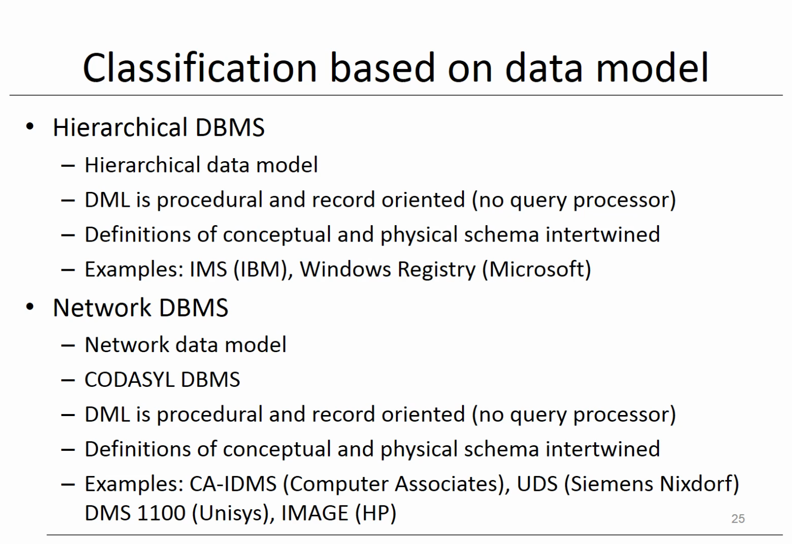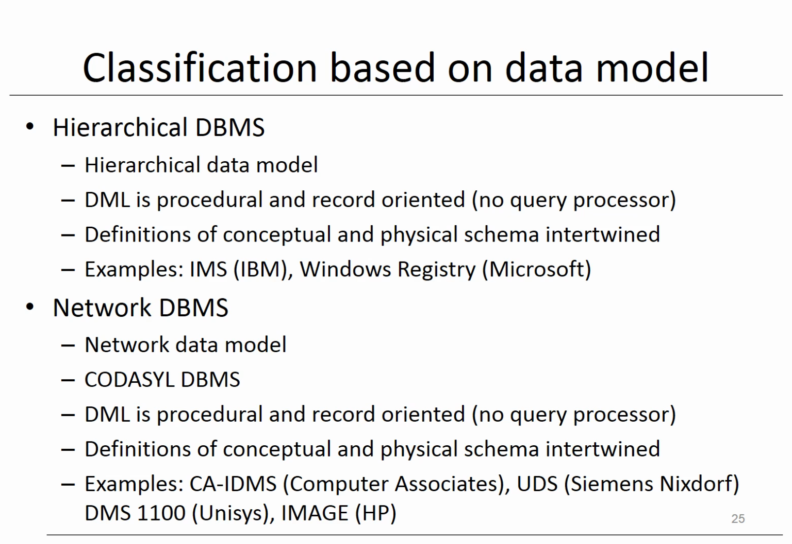Hierarchical DBMSs adopt a hierarchical data model. The DML is procedural and record-oriented. No query processor is included. The definitions of the conceptual and physical schema are intertwined, which is not nice from a usability, efficiency, and maintenance perspective. Popular examples are IMS from IBM and the registry in Microsoft Windows.